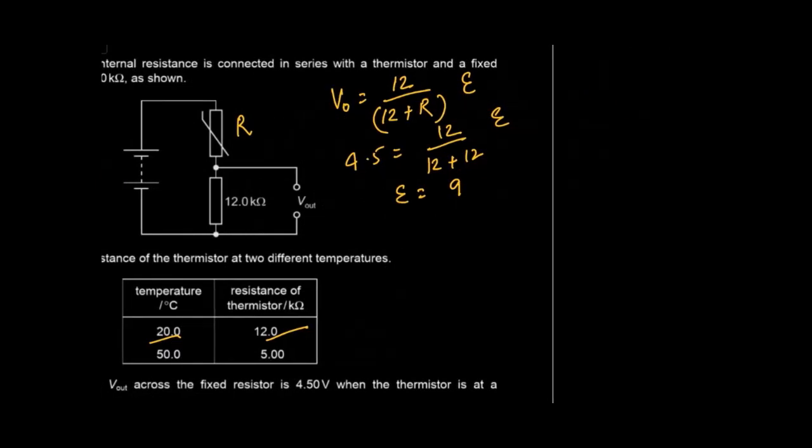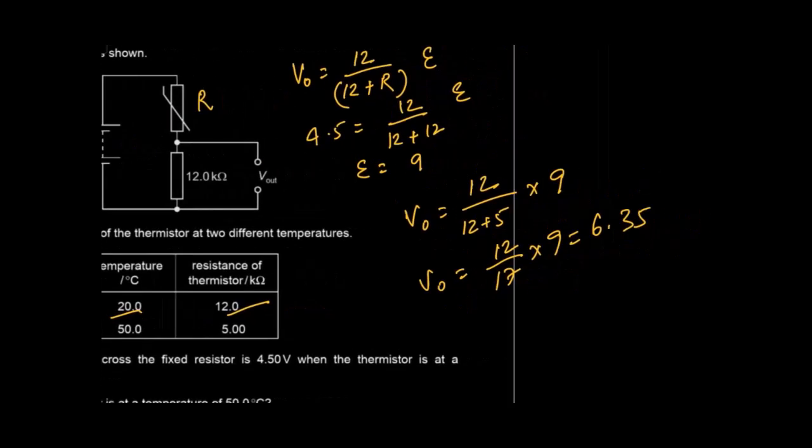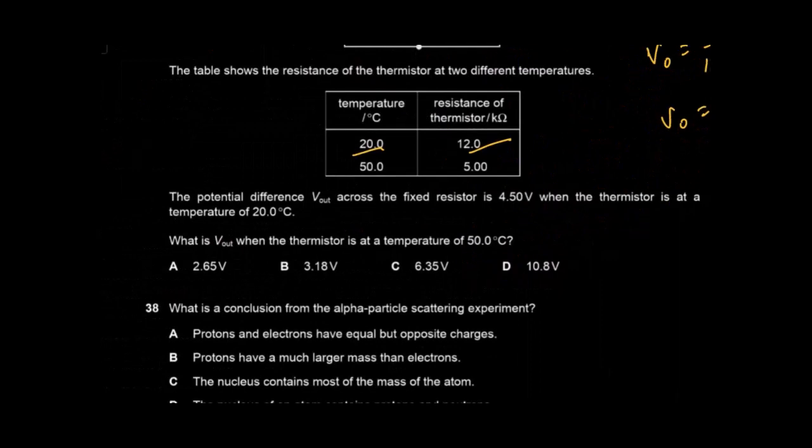Again we can put the value for 50 degree. So V out is equal to 12 upon 12 plus 5 into 9. So V out is equal to 12 upon 17 into 9. This comes out to be 6.35 volt. So out of this, option C is correct.